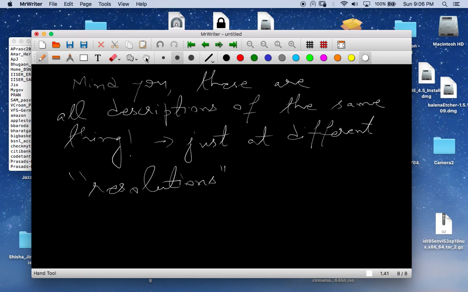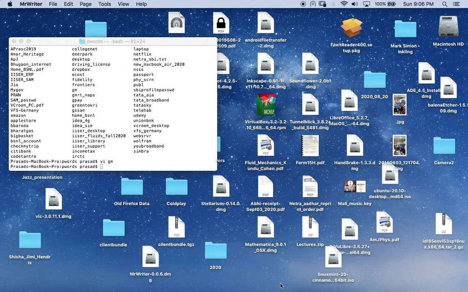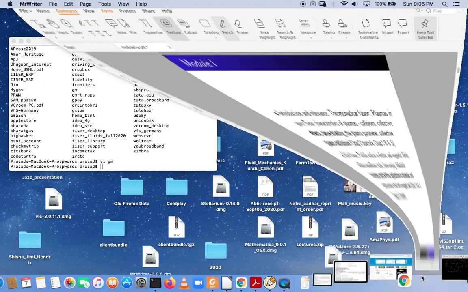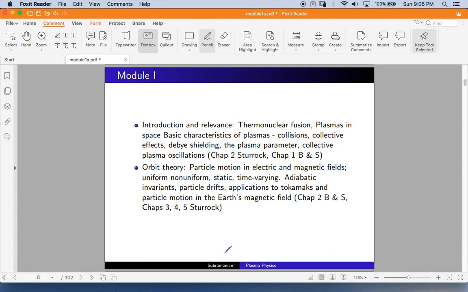But of course, all of this assumes that you are keeping up with the class. In fact, you're keeping ahead of the class. Only then do you derive all of these advantages.